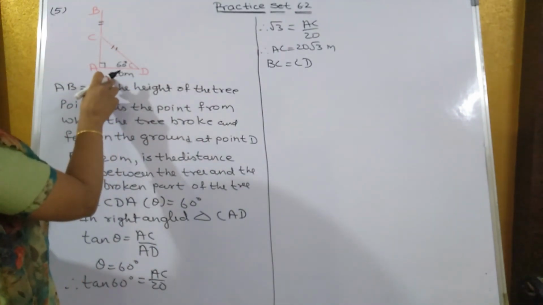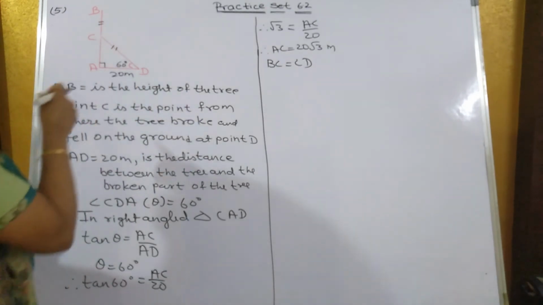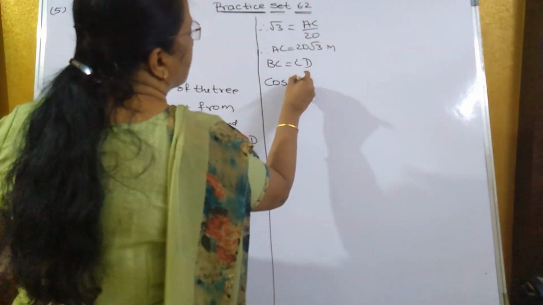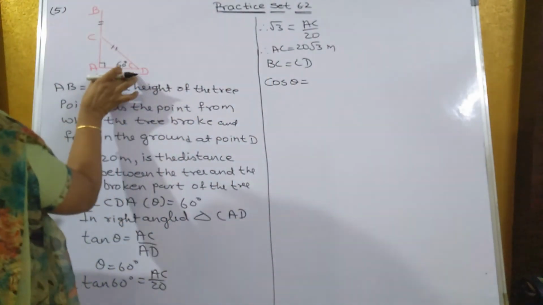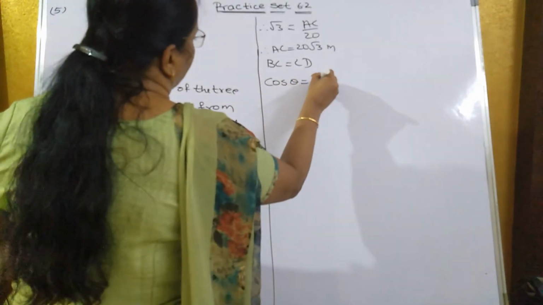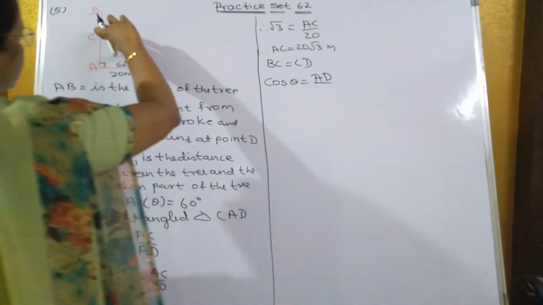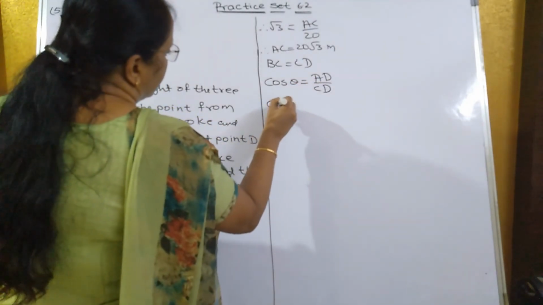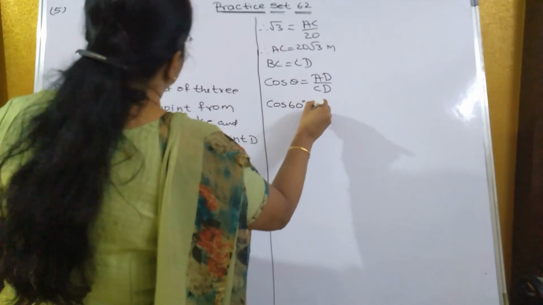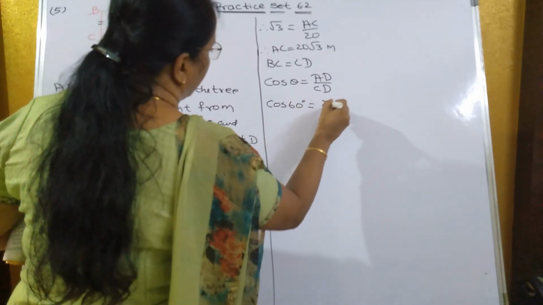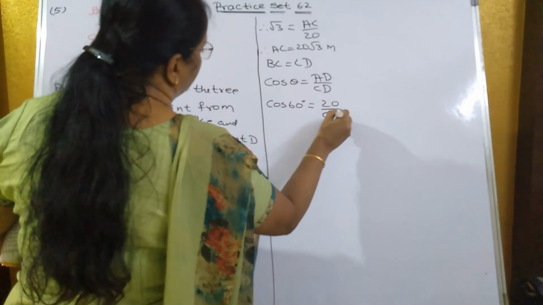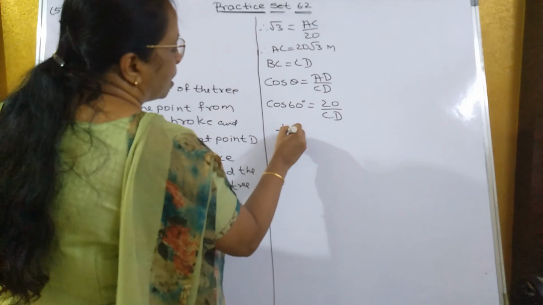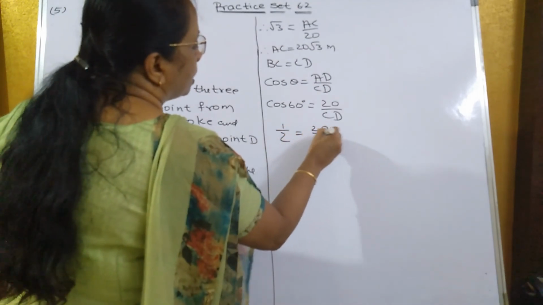Adjacent side and hypotenuse come in cos. So cos theta is equal to adjacent side, that is AD, upon hypotenuse, that is CD. Cos 60 degree is equal to AD is 20 and CD we have to find out. Now cos 60 degree is equal to how much? Half. Half is equal to 20 upon CD.